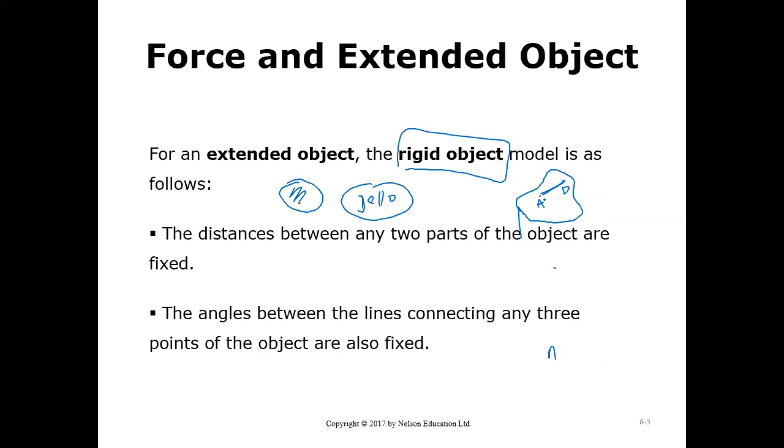Additionally, we also need to require another thing. Take 3 points, A, B, and C. The angles between these 3 points, the lines connecting these 3 points, are also fixed. So if it is 30 degrees, say 60 degrees, and 30 degrees, they will remain the same angle. So if these 2 conditions are satisfied, we are happy, it is a rigid body.